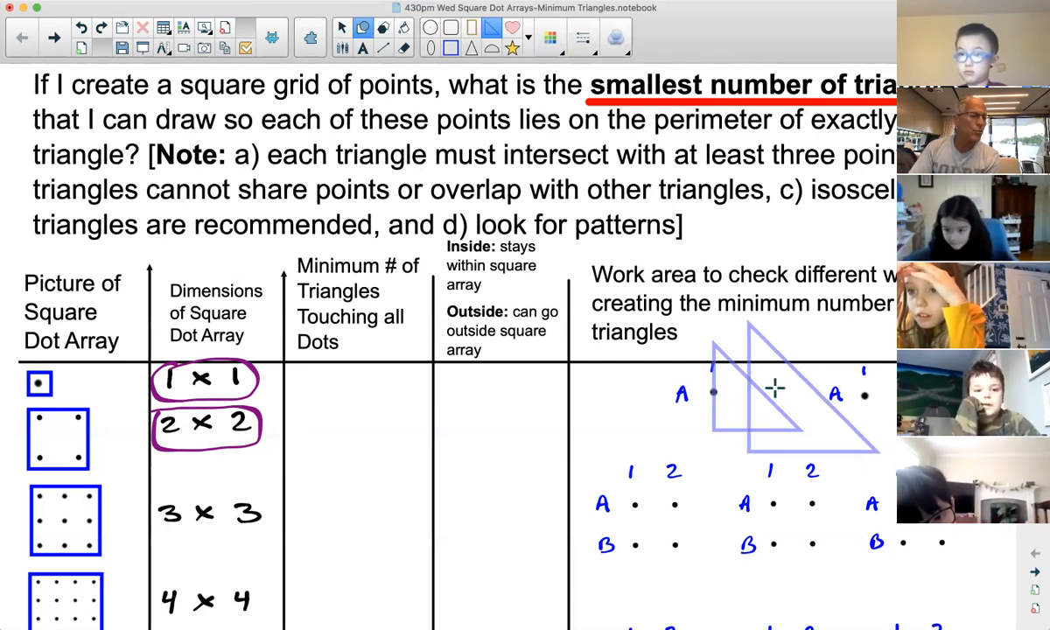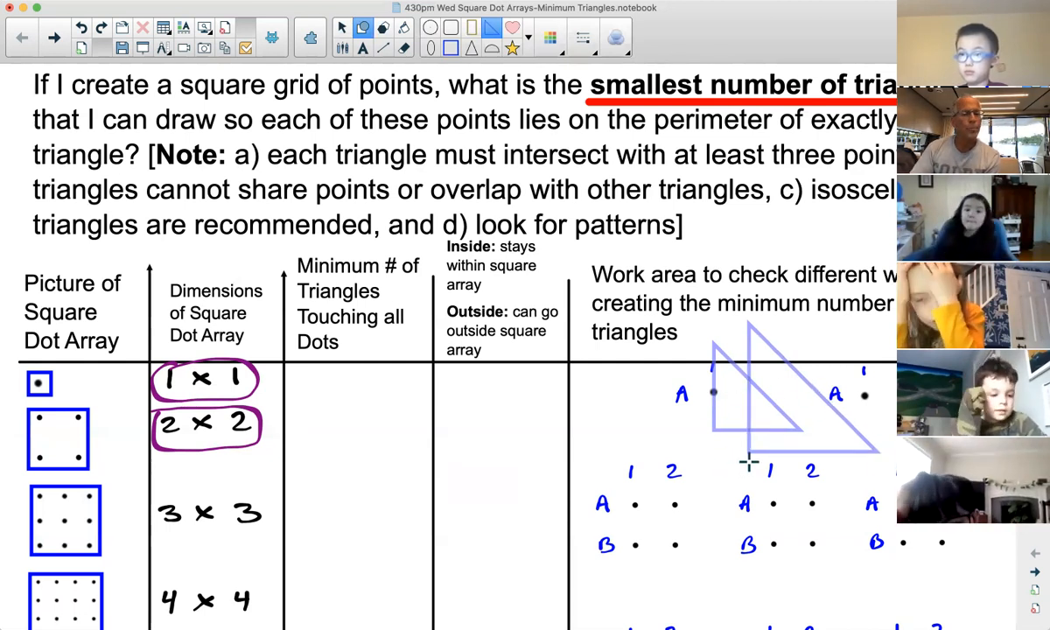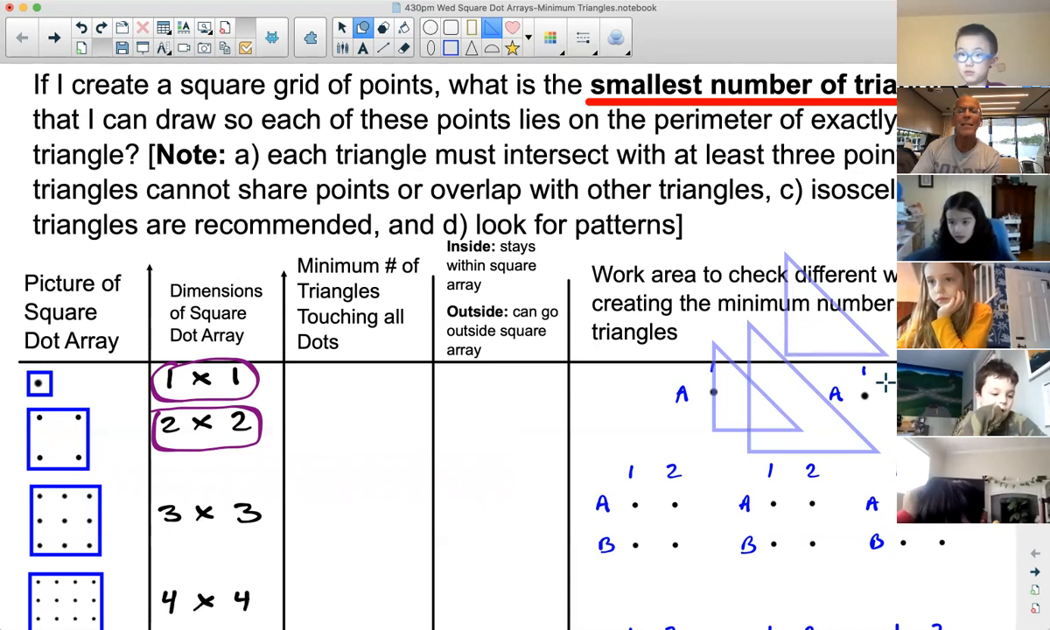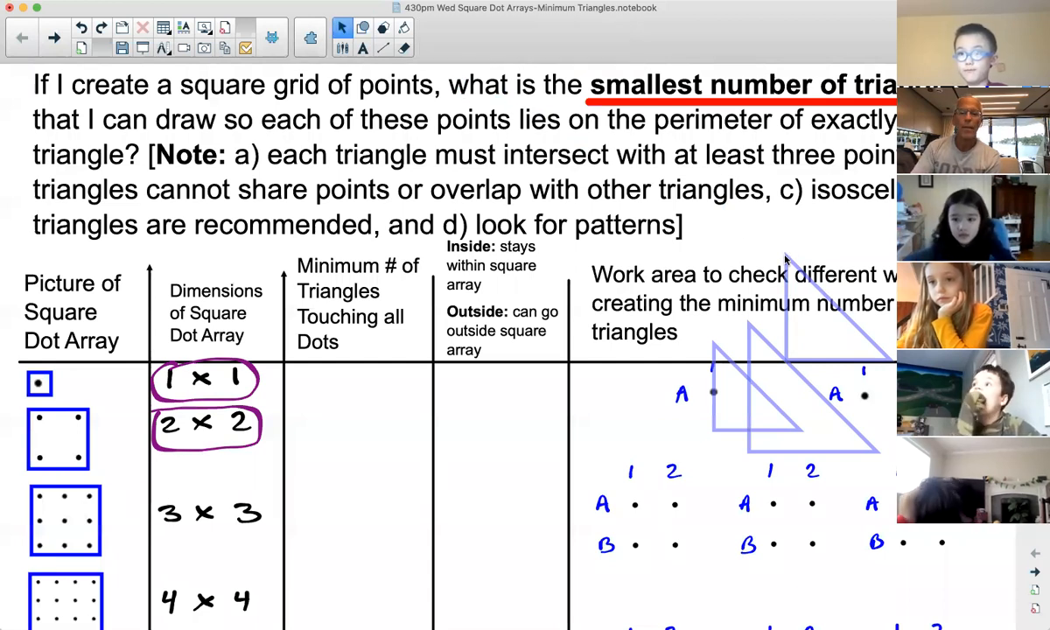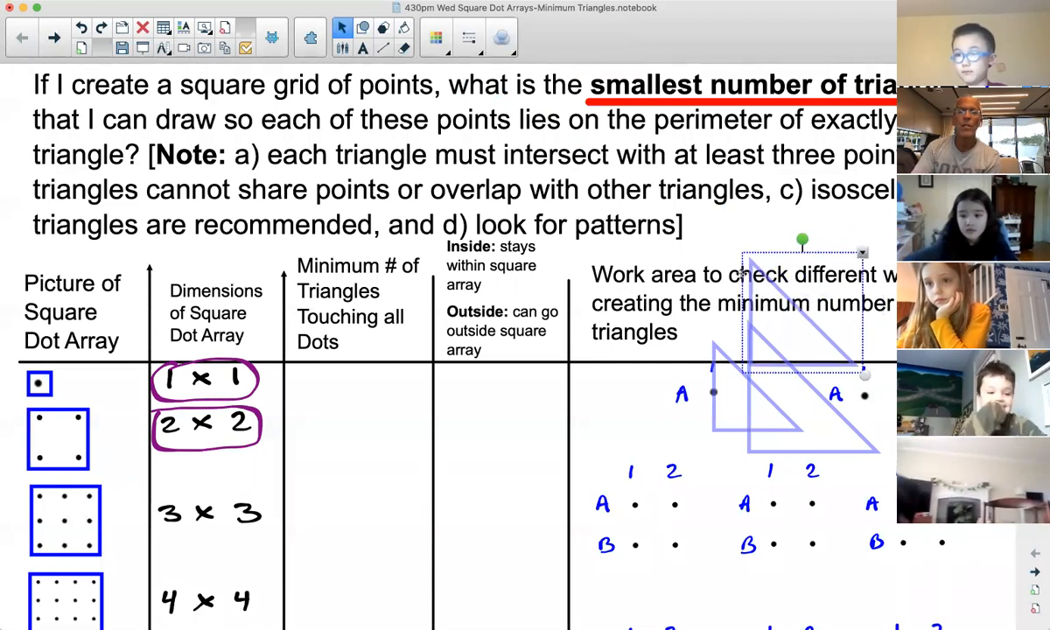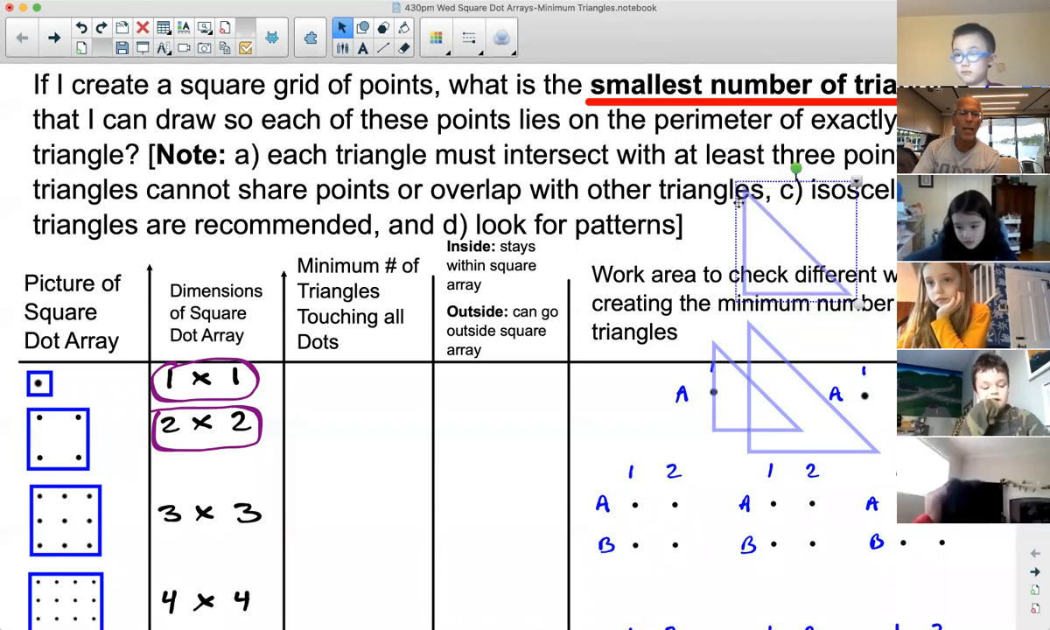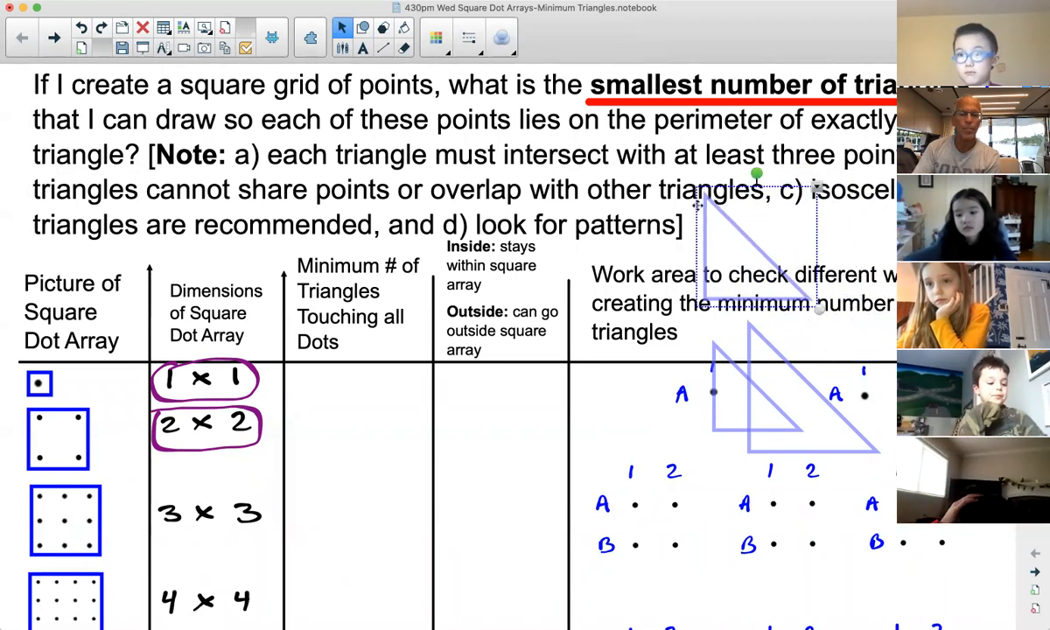So do you see how these 2 triangles overlap? This is gonna be so fun. Number 3, your triangles can't touch each other. So they have to be separated. They can't be on top of each other.